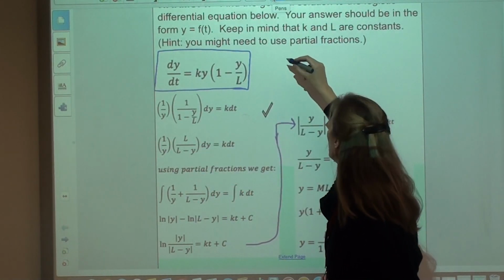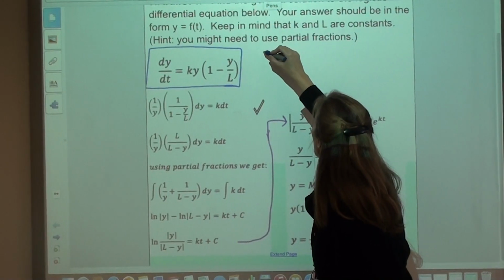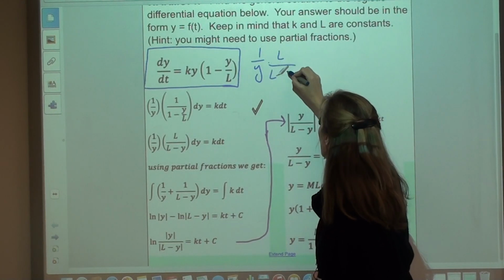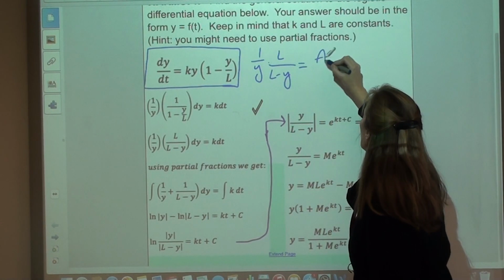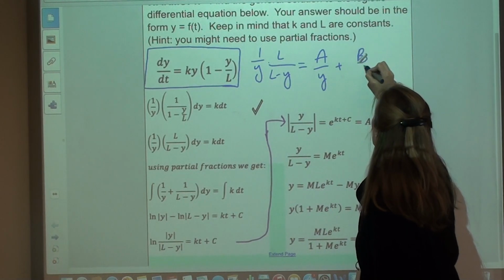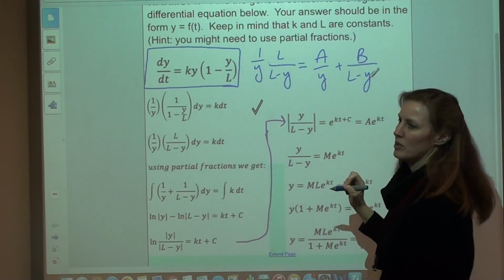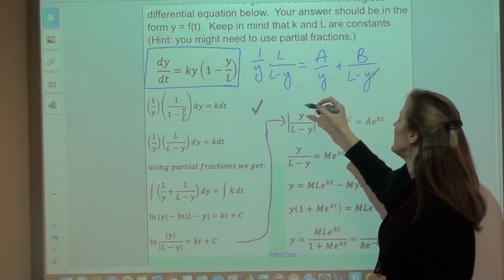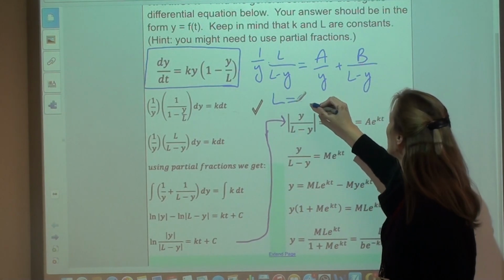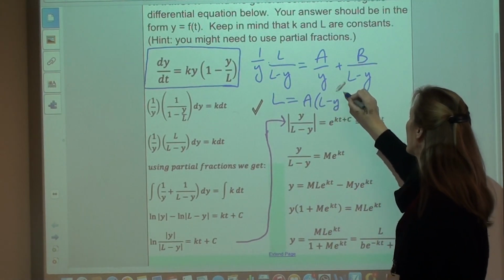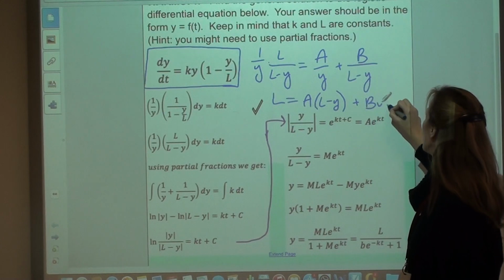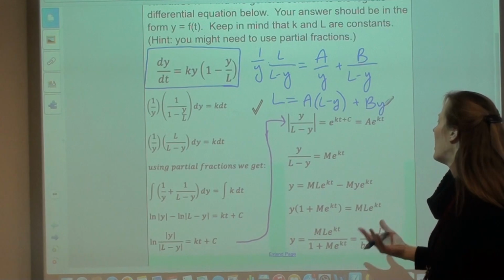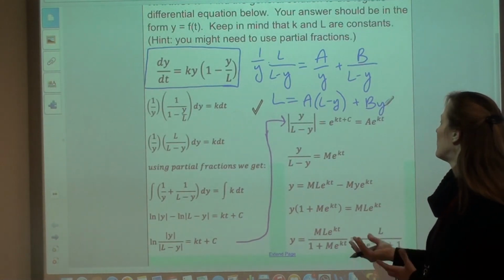Okay, so we have 1 over y times L over L minus y. And we want it to equal A over y plus B over L minus y. Does that make sense? Okay, so then you multiply through by the LCD. So you end up with L equals A times L minus y plus B y. And then you can plug in any value you want to solve for A and B.